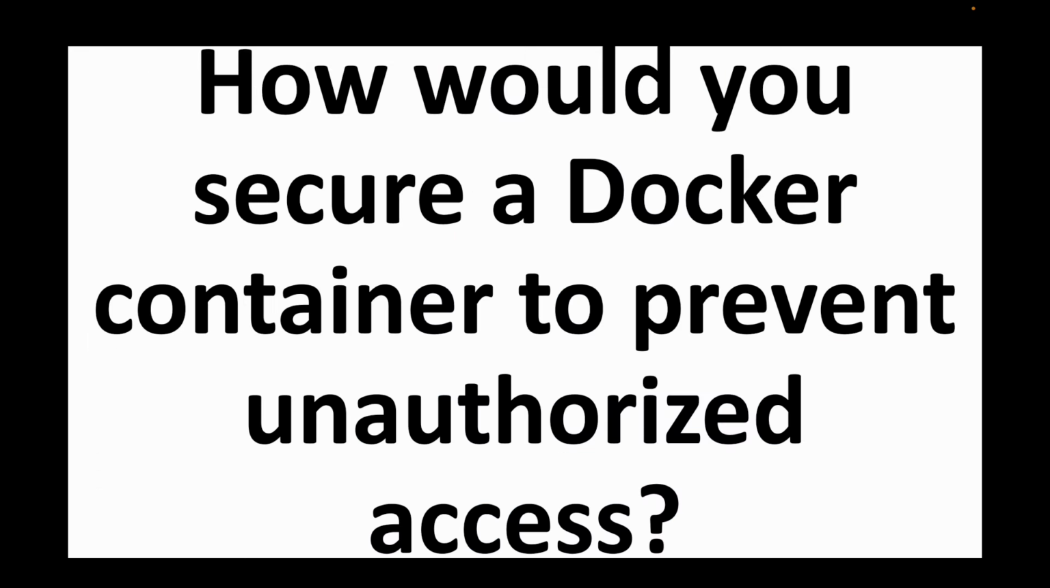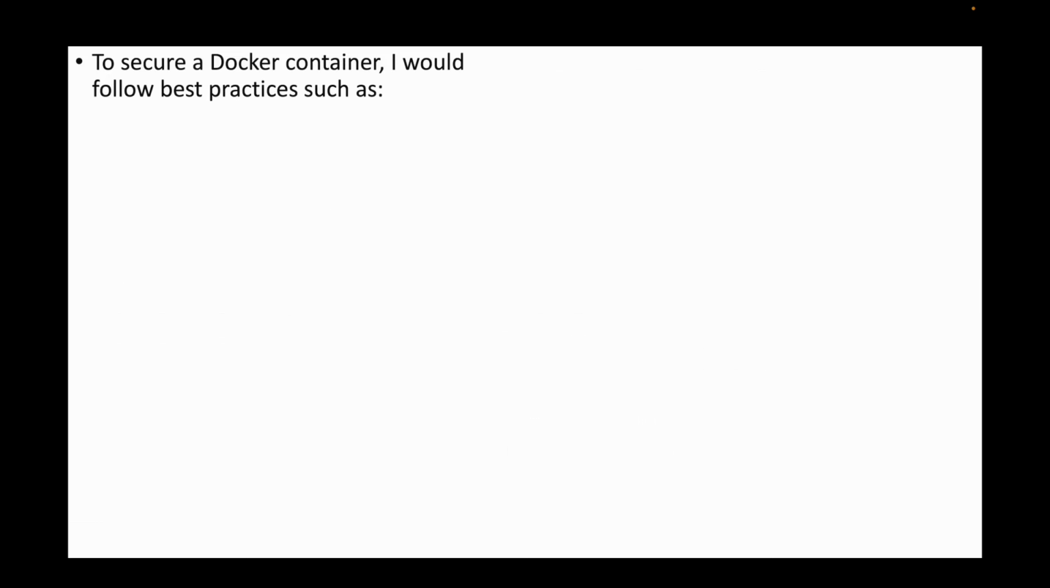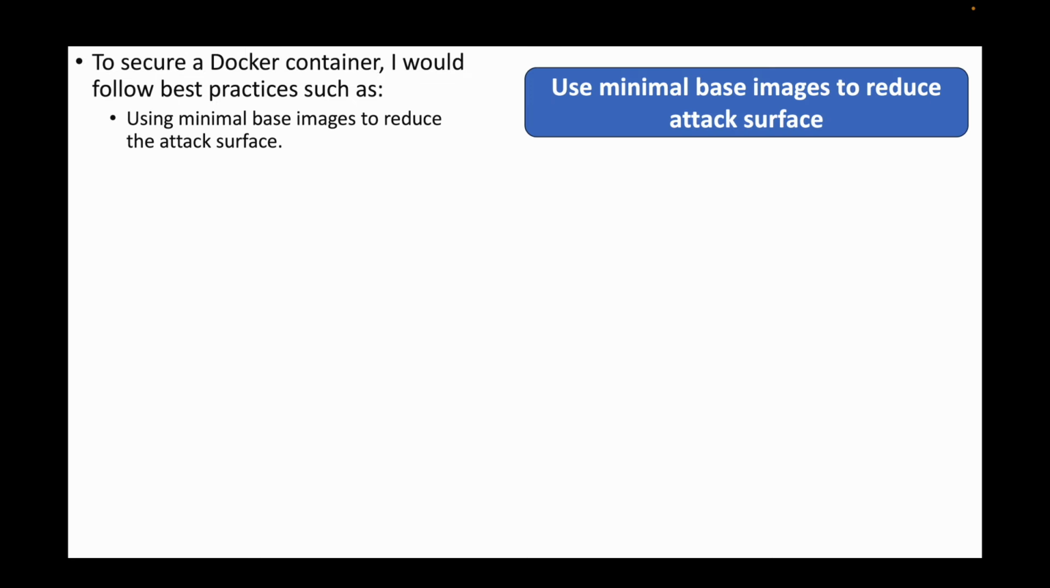The next question we have is, how would you secure a Docker container to prevent unauthorized access? Now, in Docker, whenever we talk about securing your container, there are some best practices that we can follow. One would be to use minimal base images to reduce attack surface. So have the least base image with the least configurations. This will help you to reduce the attack surface.